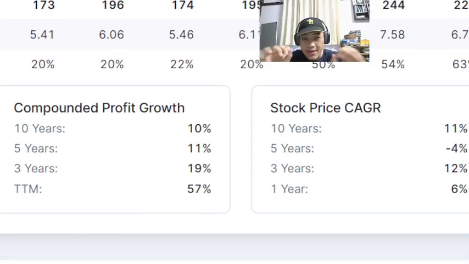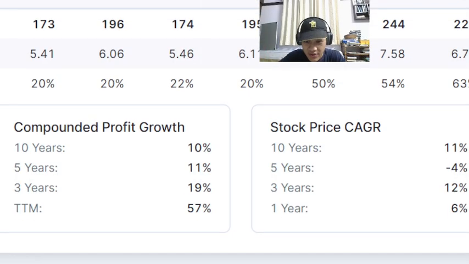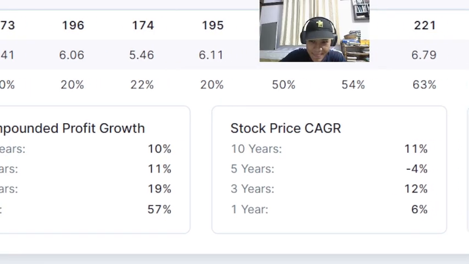Profit growth is better. 10% annualized over the past 10 years. Pretty good. Last 3 years, 19%. Last 12 months, 57%. Pretty nice. Could be a one-off. We will look into that maybe.